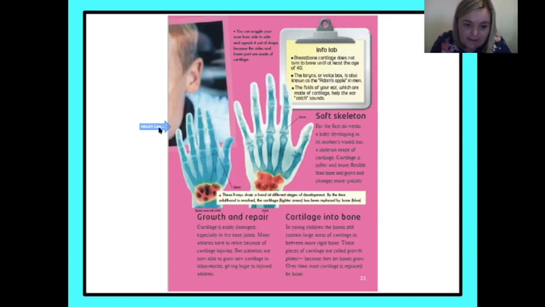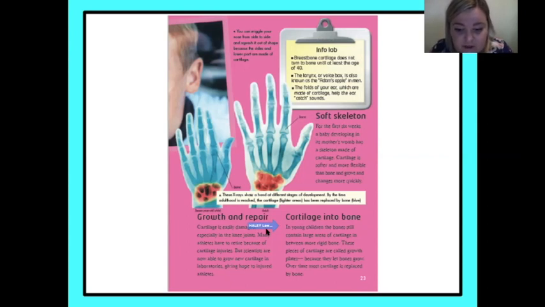Growth and repair. Cartilage is easily damaged, especially in the knee joints. Many athletes have to retire because of cartilage injury. But scientists are now able to grow new cartilage in laboratories, giving hope to injured athletes. That's pretty cool. Soft skeleton. For the first 6 weeks, a baby developing in its mother's womb has a skeleton made of cartilage. Cartilage is softer and more flexible than bone and grows and changes more quickly. Cartilage into bone. In young children, the bones still contain large areas of cartilage in between more rigid bone.